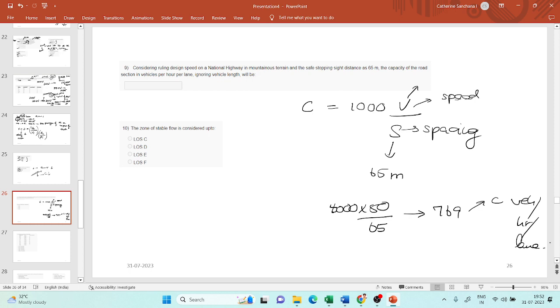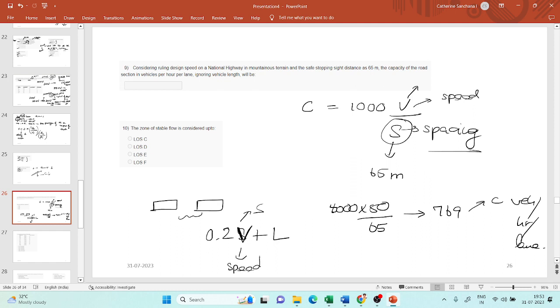Now, I did not mention one thing. Here, I told that S is spacing between the vehicles. Vehicles will obviously have a spacing between them. One vehicle will follow the other with some spacing between them. Usually, this S is calculated as 0.2 V plus L, where V is the speed of the vehicle and L is the length of the vehicle. This is how this is calculated.